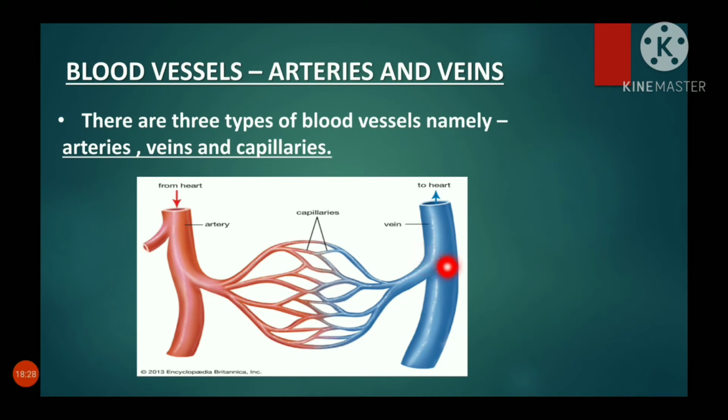Veins are thin and non-elastic vessels that transport blood to the heart. It transports blood to the heart from the different organs. All veins carry deoxygenated blood. That is why it is blue in color. But the pulmonary vein carries oxygenated blood from the lungs to the heart.